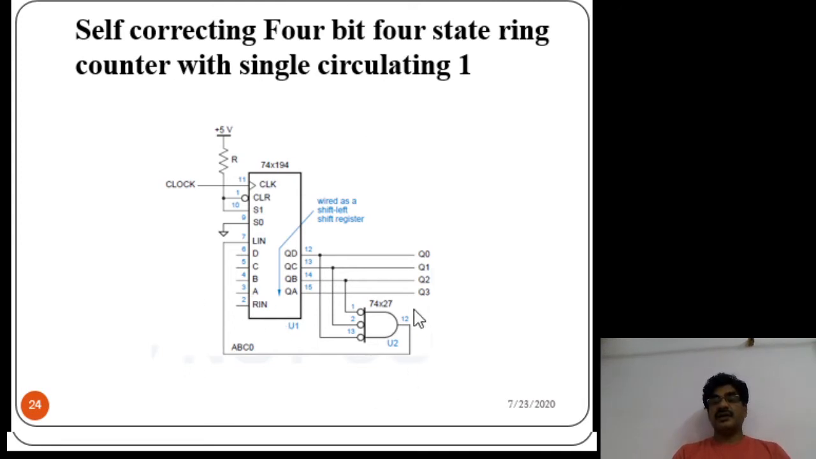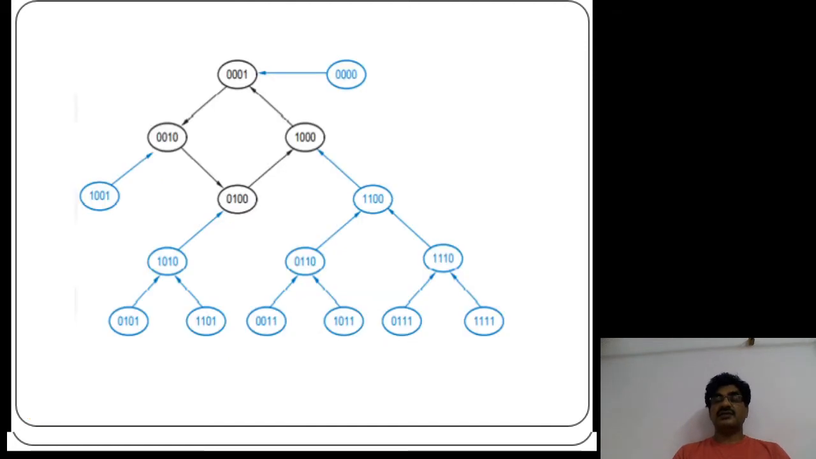If you include a bubbled AND gate, a 3-input bubbled AND gate, and the 3 inputs are the 3 LSB bits, that is QD, QC, QB, the bubbled AND gate output acts as the left-in bit. So if the state is any state other than those 4 states, 1, 2, 4 and 8, the counter comes to one of those states.